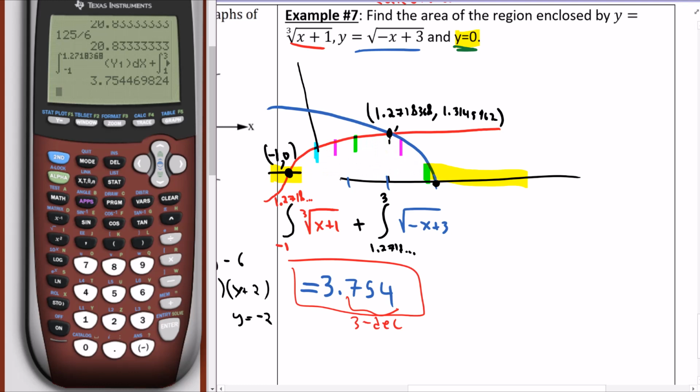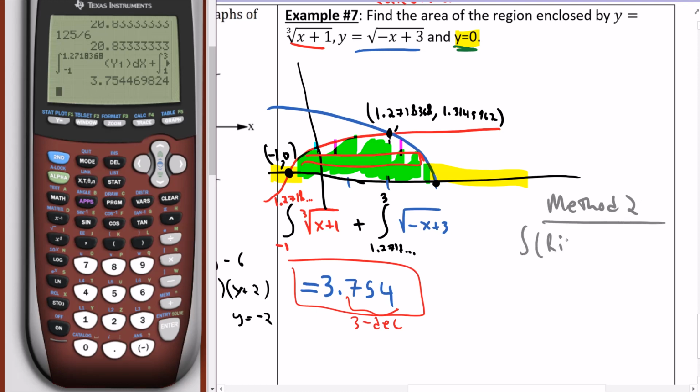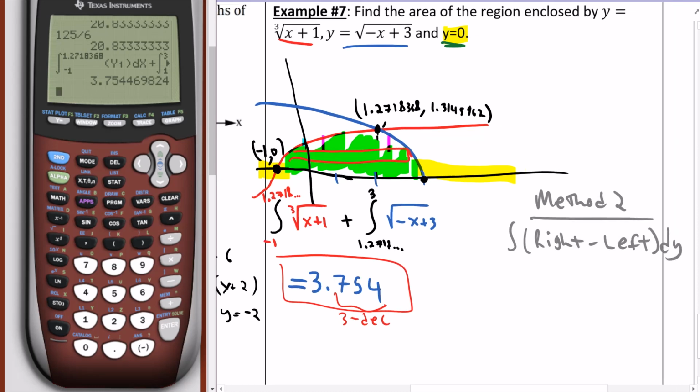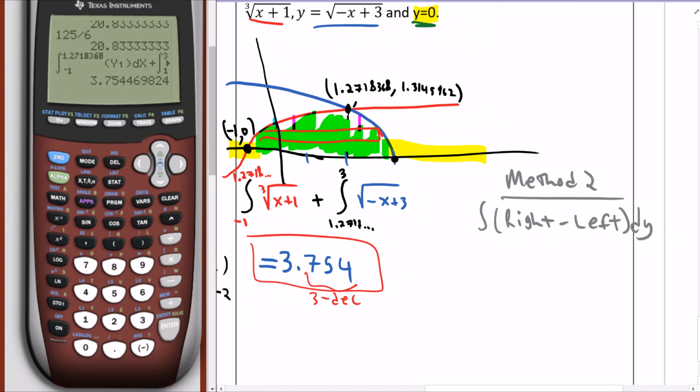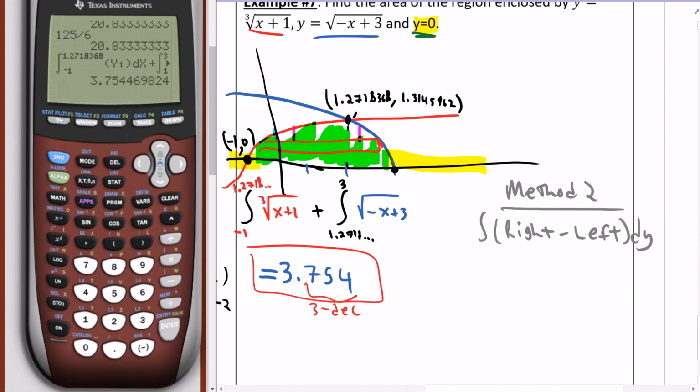Okay, another way of doing this: we're still trying to find this green area, but instead of doing 2 separate integrals, we can just do it horizontally, right? Notice the blue function is always right of the red function. So method 2 is we're going to write an integral of the right function minus the left function dy, because we're doing it in the y direction. What this dy means is I need to solve all these in terms of y.